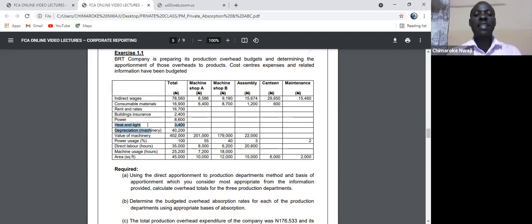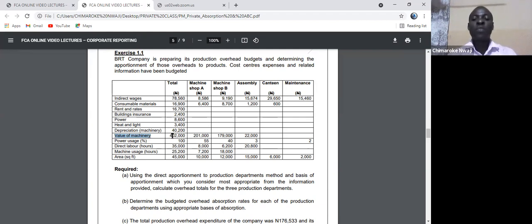Heat and lighting, that is where the expense ends. Okay, depreciation. Yes, depreciation is also an expense. That is where it ends. Now, value of machine is not an expense. That is how much it is valued.